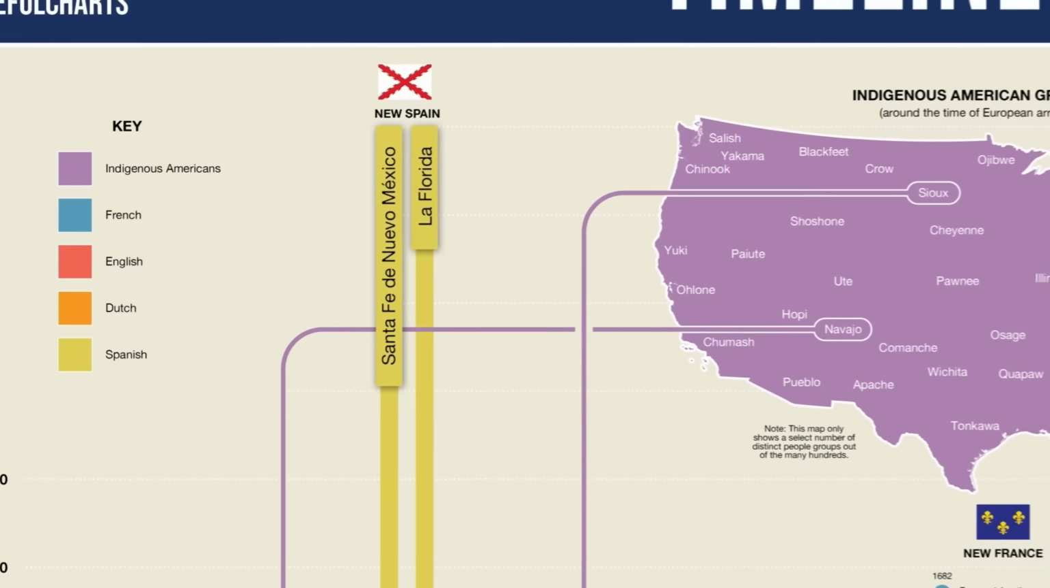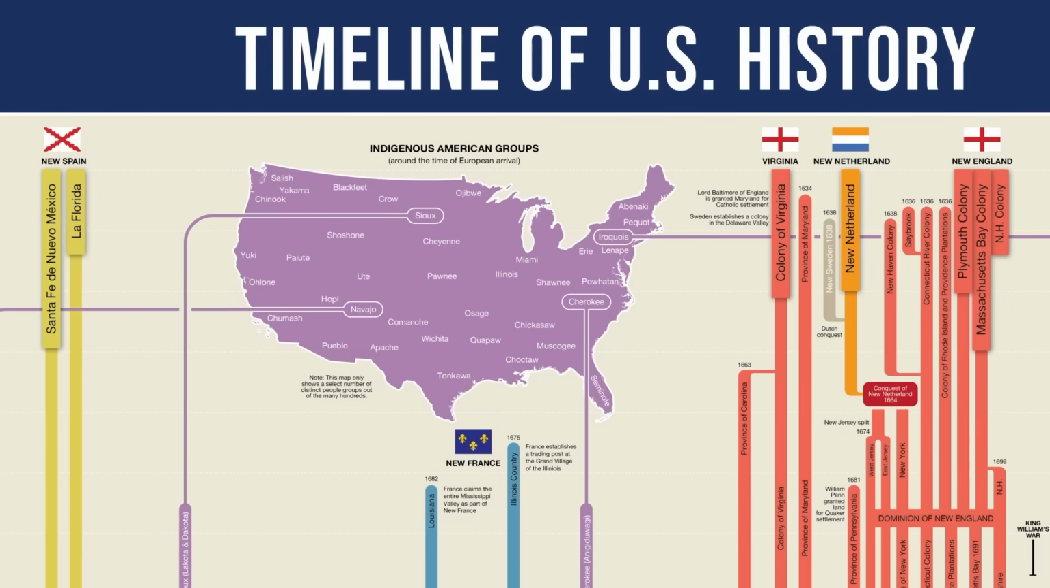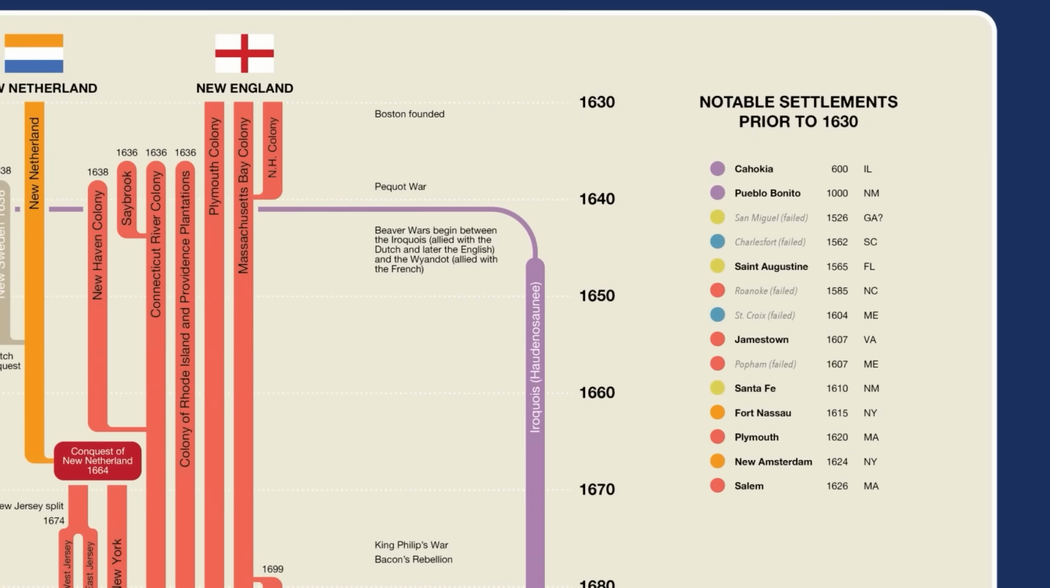In 1630, all of these colonies already existed. So how can we find out which one was first? Well, I figured you might want to know that, which is why I included this little sidebar over here, listing several notable settlements established before 1630.